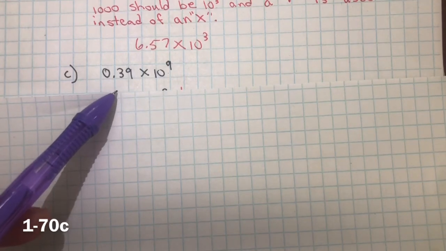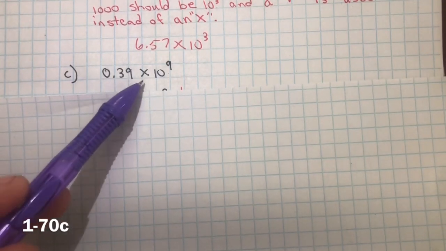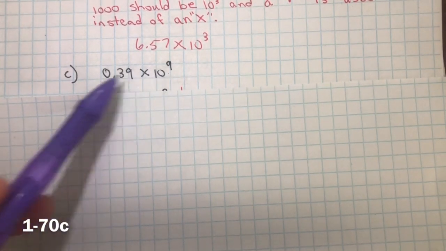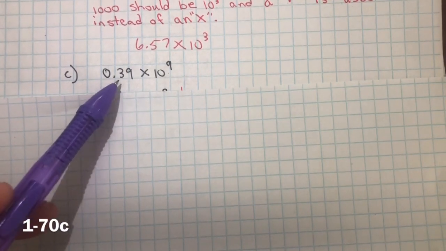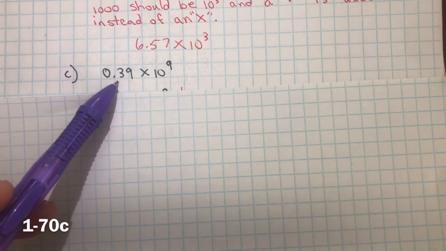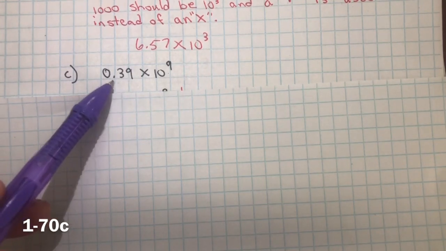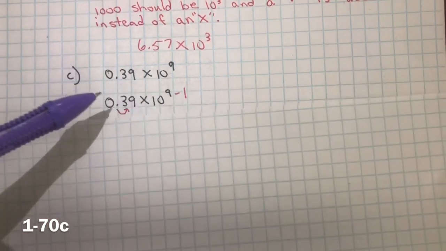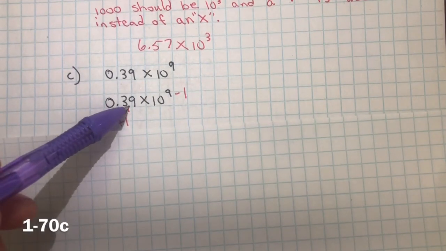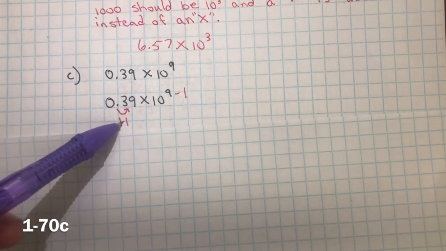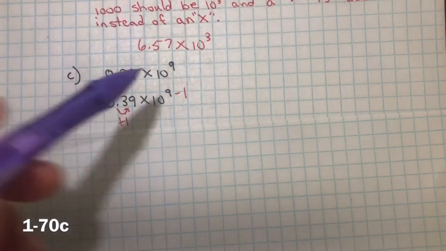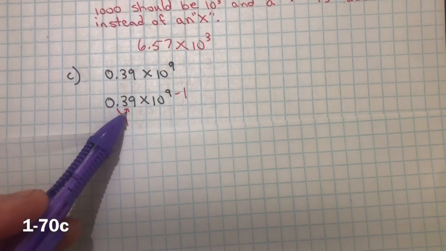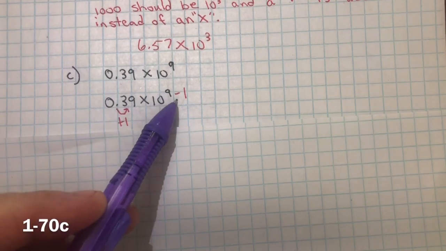For C, we have 39 hundredths multiplied by 10 to the ninth. Well, this is actually less than 1. So remember, it has to be greater than or equal to 1, but less than 10. So we're going to have to increase this value by 1. So we're actually multiplying this by 10. If we increase this by 1, we have to decrease the exponent by 1.